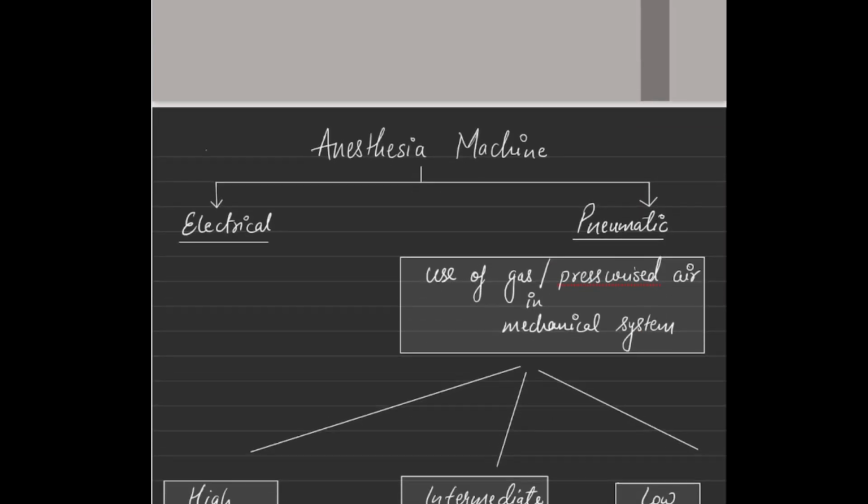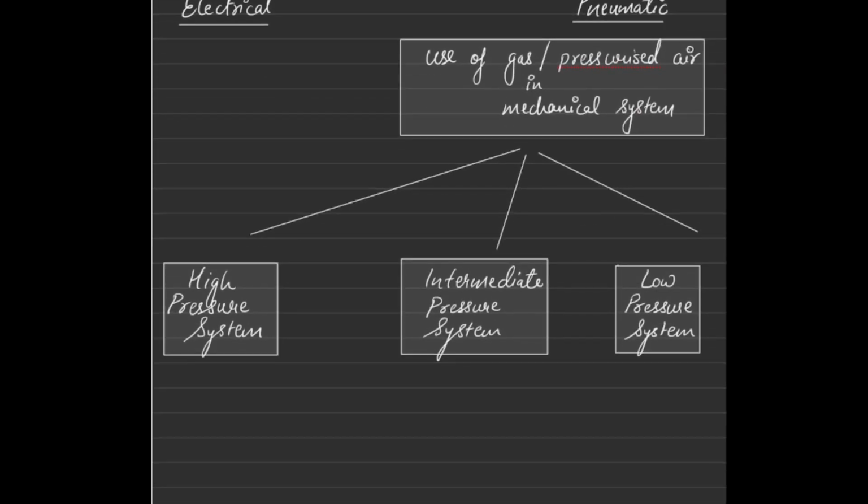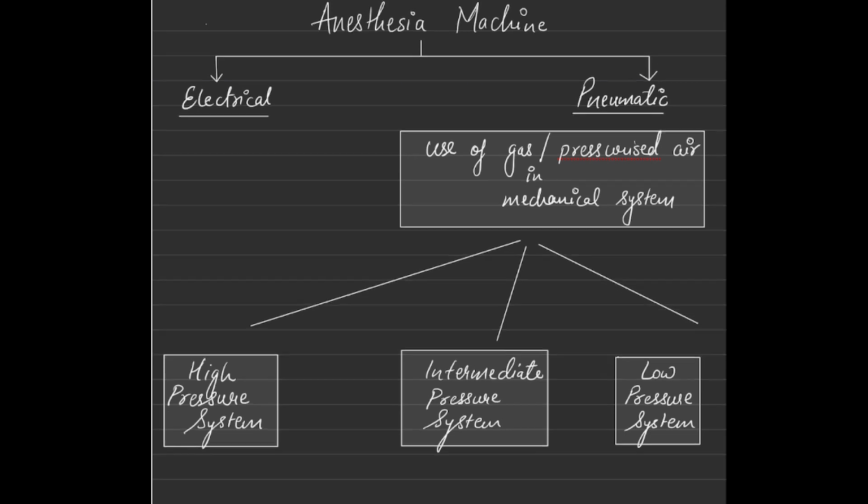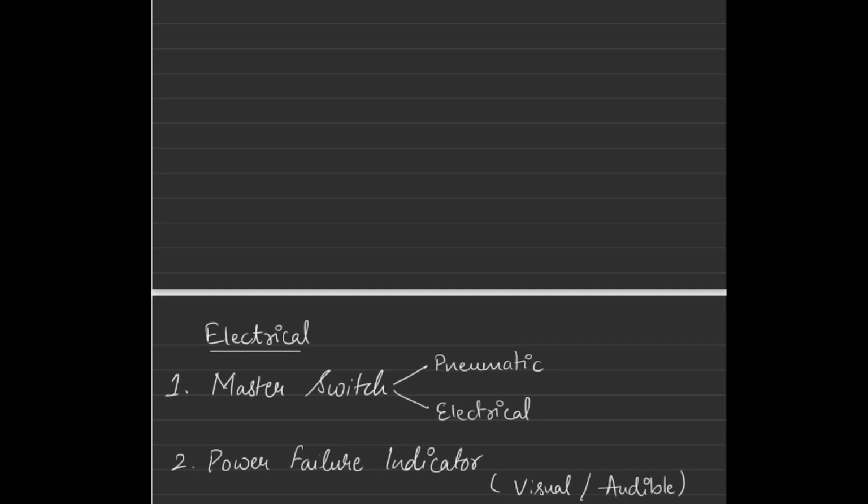Anesthesia machine. In this class, we will be discussing the anesthesia machine. The anesthesia machine has two components, electrical and pneumatic. What is the meaning of pneumatic? Pneumatic is the use of gas or pressurized air in a mechanical system. So first we will cover the electrical components.